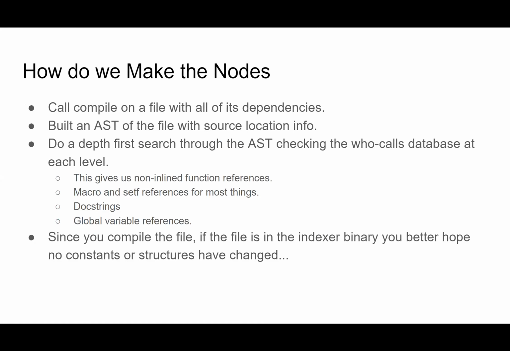Okay, so how do we actually make these nodes? What's under the hood of the indexer? We call compile on a file and all of its dependencies. Then we build an abstract syntax tree out of the file. Thankfully, with Lisp, it's fairly easy because Lisp is almost already an abstract syntax tree. And then we do a depth first search, checking each node as we go to see whether it's a file, whether it's a function or a variable, and where it's referenced, by looking at the who-calls database.